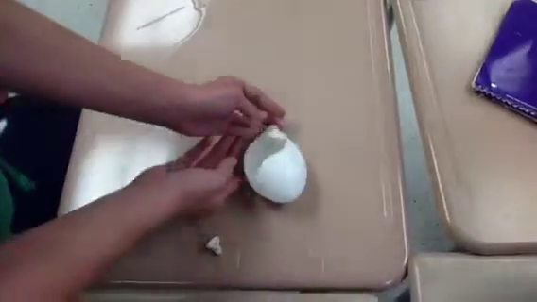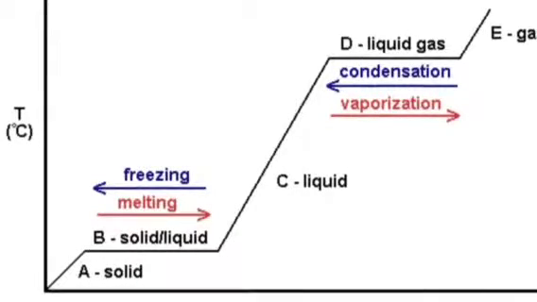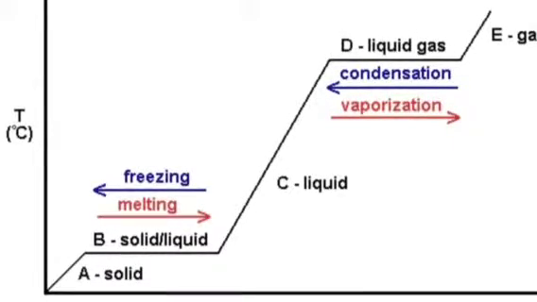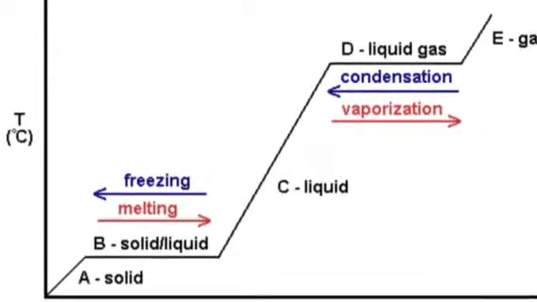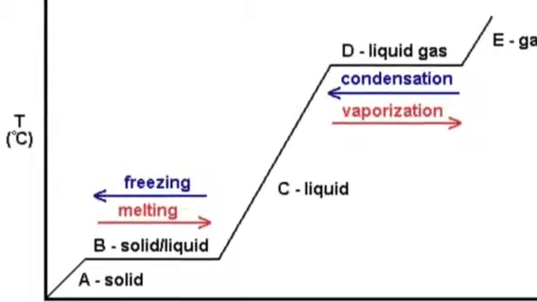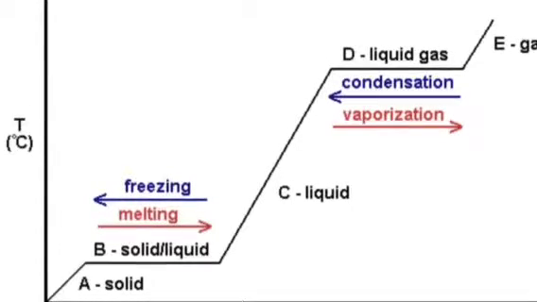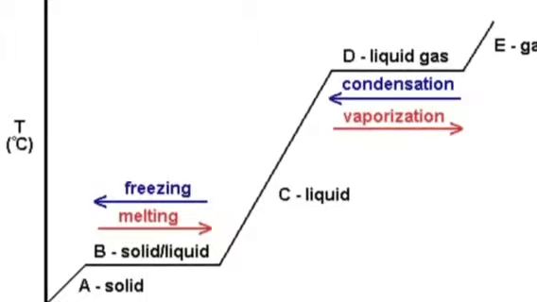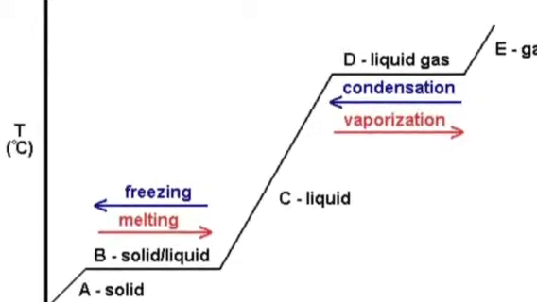Here's a heating and cooling graph. This is a heating and cooling graph. It shows the solid, liquid, and gas states of a substance. As you can see, for a substance to go from a solid to a liquid, it must melt.